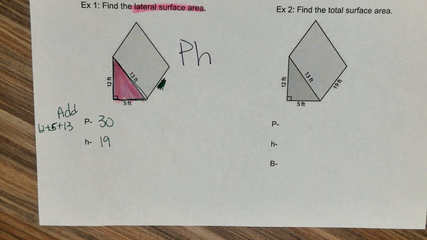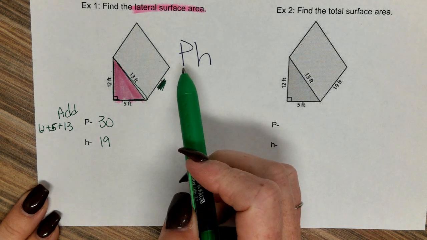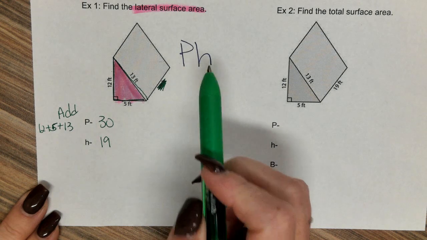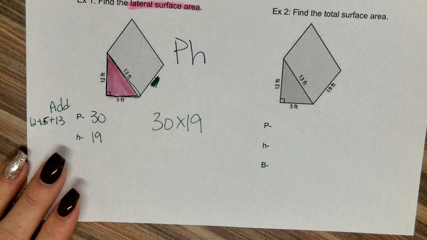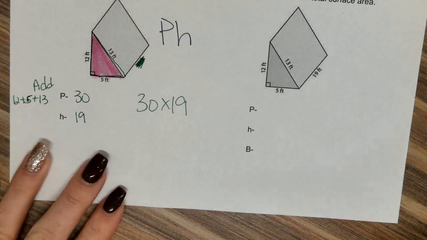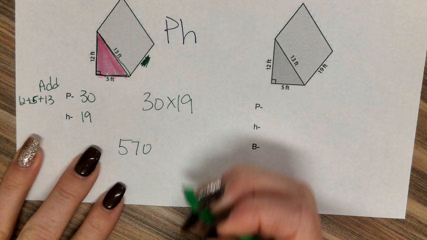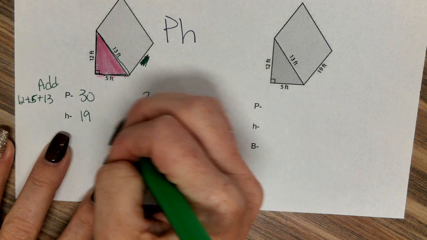Now that I have all my ingredients, I'm going to put them into my recipe, my formula. What does my formula say to do? P times H. So 30 times 19, which is 570. And since this is area, it's going to be feet squared.